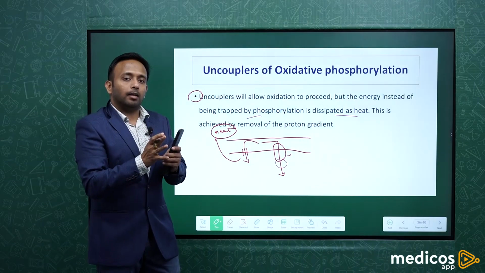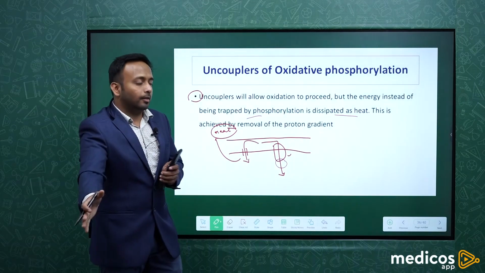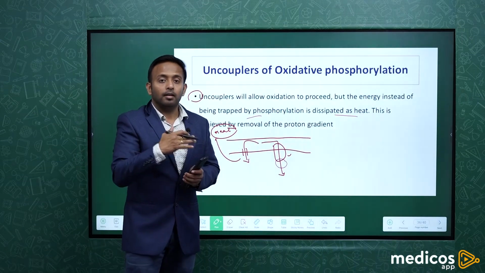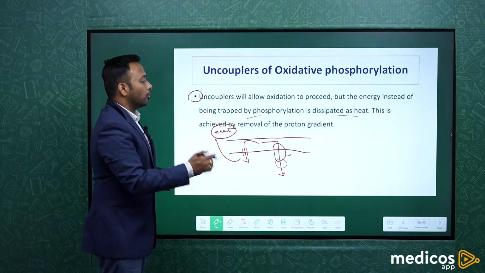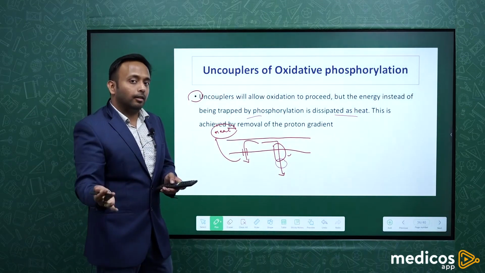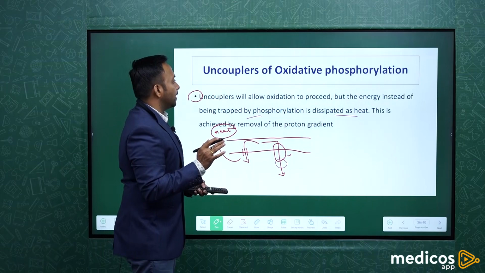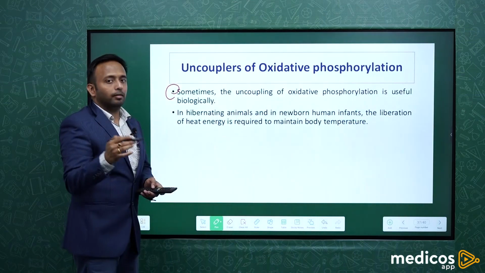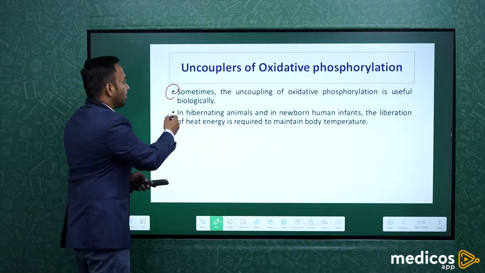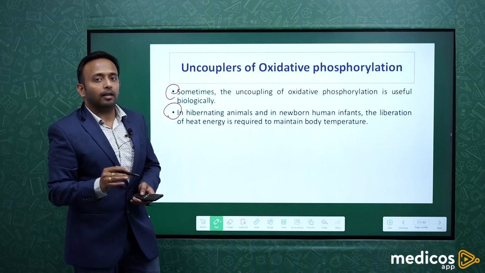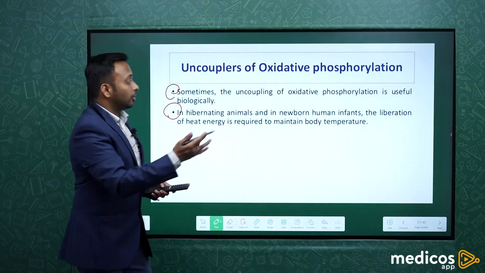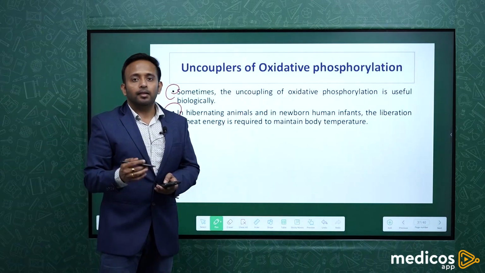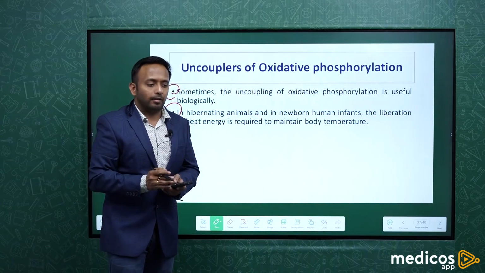The gradient is the same, the hydrogen gradient. Instead of ATP synthesis, we are utilizing it for the generation of heat, that is the removal of the proton gradient through a channel other than the ATP synthase complex. So uncoupling is useful biologically because we are generating heat, in specific situations like hibernation in most animals, and in human infants.